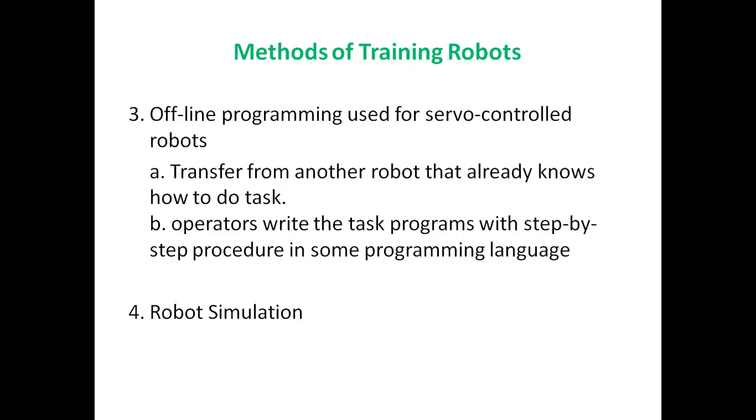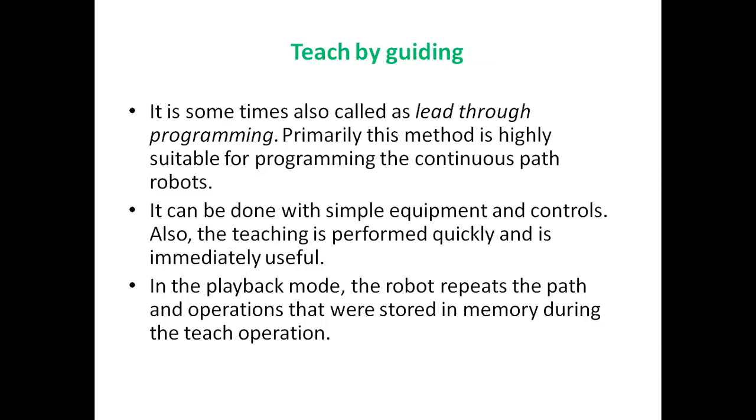What are the methods of training robots? Similarly, we have offline programming, which is used for servo control robots. We can transfer a program from another robot which already knows how to do the task. Or an operator writes the task programs with step-by-step procedures in some programming language. The next thing is robot simulation.